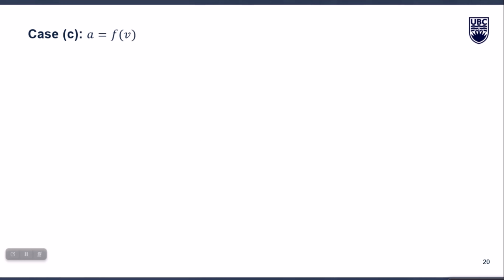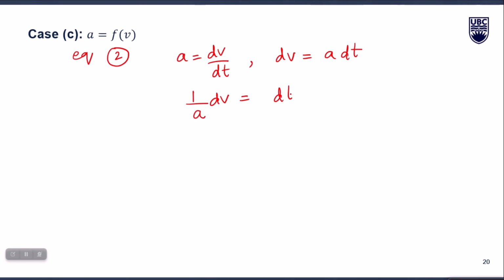Now let's move to case C when acceleration is expressed as a function of velocity. We will be starting with applying equation 2 first. Equation 2 is A is equal to dV by dt, or in other words dV is equal to A dt, right? Now since acceleration is given to you as a function of velocity, let's take acceleration on the other side and write it as 1 over A dV is equal to dt, right? Acceleration is given to you as a function of velocity, so we are moving velocity terms on one side.